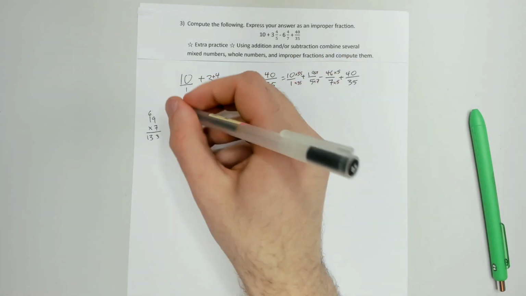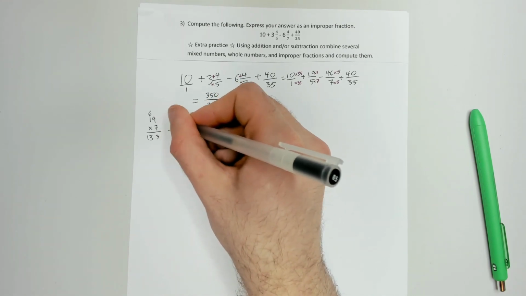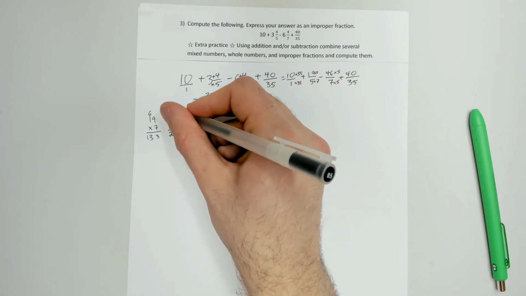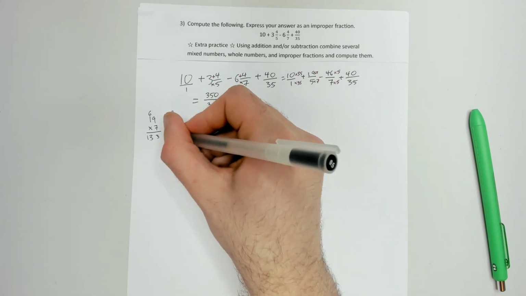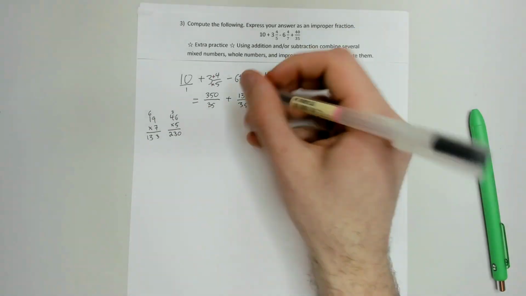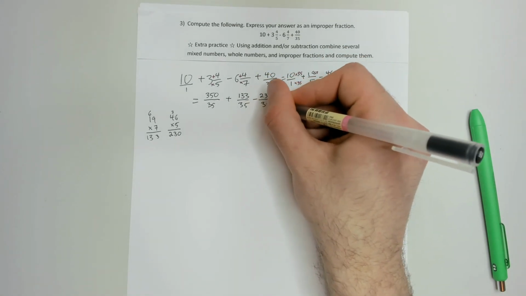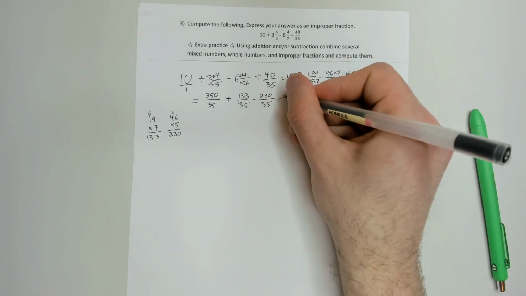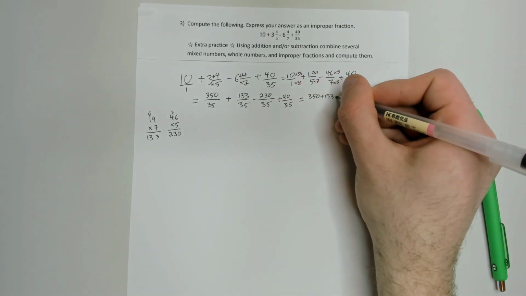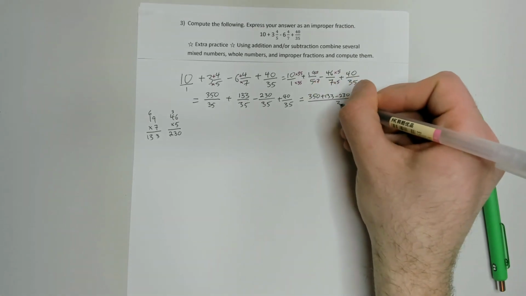And then we got to do 46 times 5. So 46 times 5, that is going to be 230, right? 5 times 6 is 30, and then 5 times 4 is 20, plus the 3 is 23, so we get 230, but we're subtracting it, right? So this is going to be 230 over 35, and then plus 40 over 35. So we can write that as 350 plus 133 minus 230 plus 40, all that over 35.